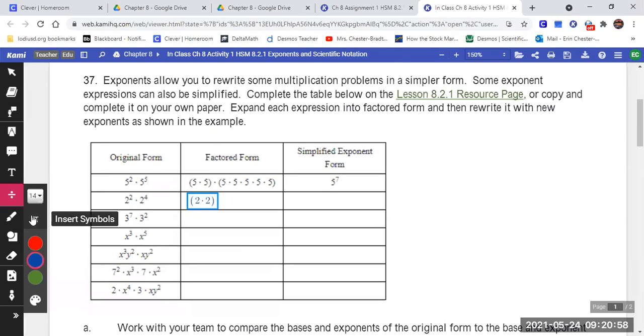So we're not going to use the X, because we don't want to confuse it with variables, right? We just want to stick with numbers. So remember, the shift 8 is the dot. Okay, so that was the first one.